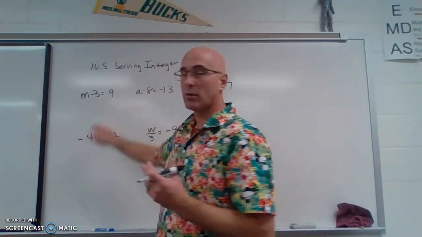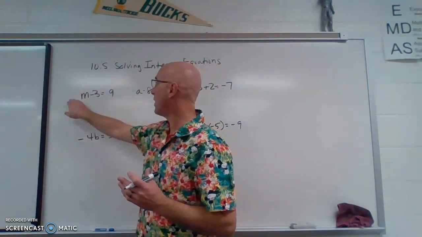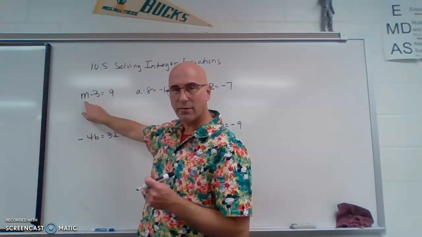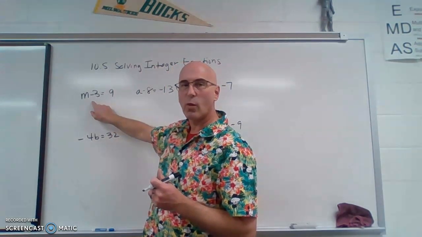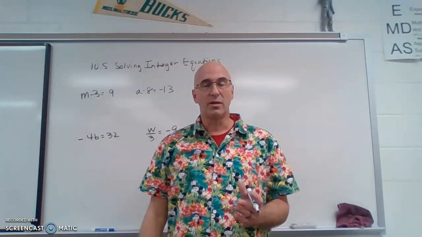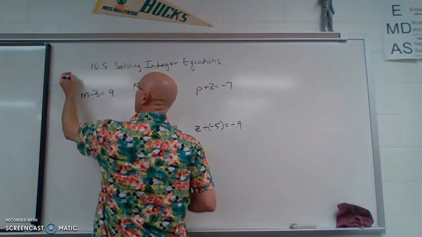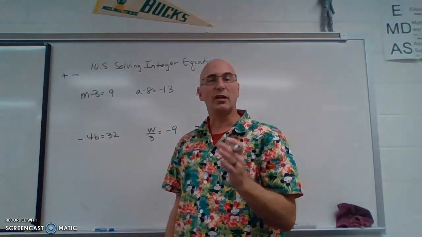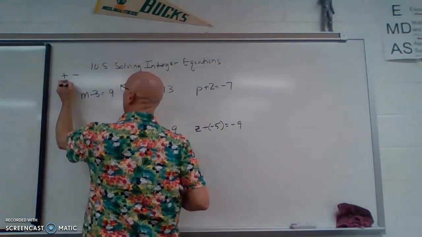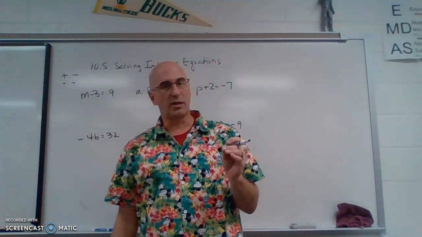m minus 3 equals 9. So what we try to do, just as a reminder, when we have these equations with a variable, with a letter, we try to get the letter, the variable, by itself. So whatever else is with it on that side, we have to do the inverse operation to get rid of it. Remember that adding and subtracting are inverse operations. They undo each other. Just like multiplication and division are inverse operations.